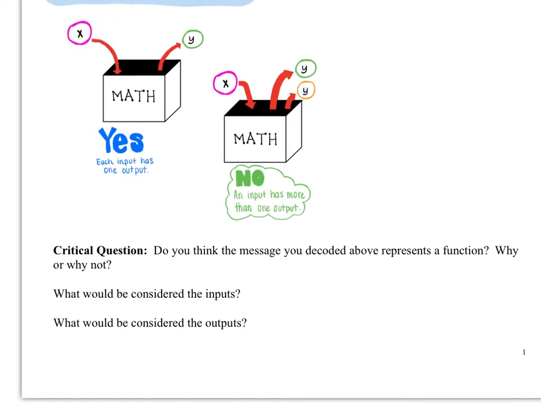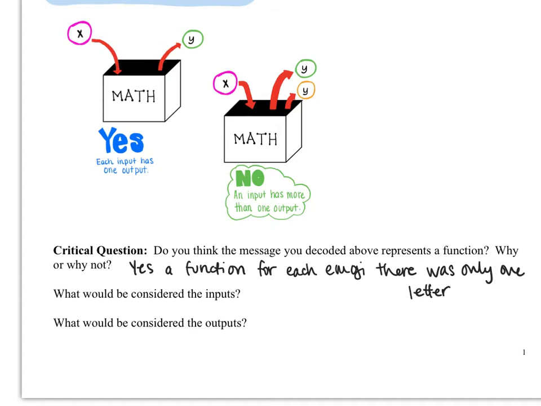So do you think the message above that we decoded represents a function? Why or why not? I would think that it does represent a function because for each emoji, there was only one letter possibility. So I would consider the inputs to be the emojis. I put that into the box, and then my box in this case would be the decoder, and the decoder told me what letter would come out. And so the letters are my output.